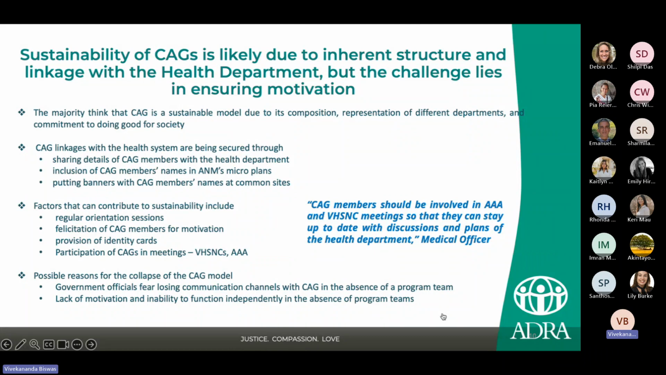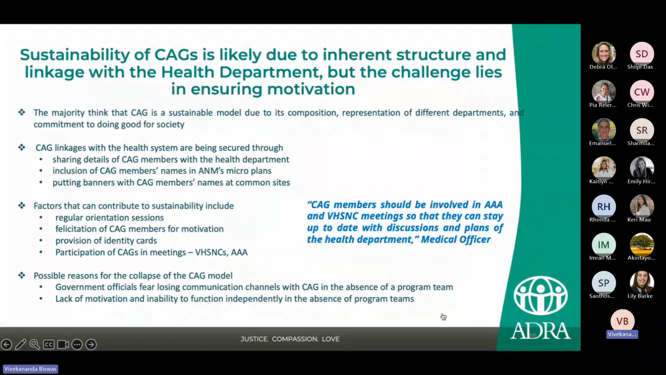Then the inclusion of the community action group members' names in the microplan. In India, we have a very robust microplan system. It started for the polio program, but now we have adopted it for all public health programs. In that microplan, the CAG members' names are included: for a particular area, who are the local influencers, who are the CAG members, and what kind of support they can provide. All these details are included in the microplan.